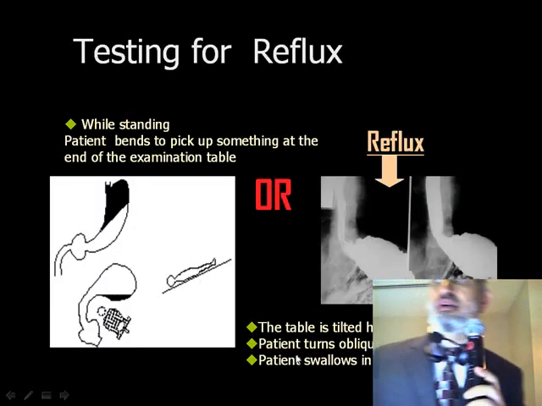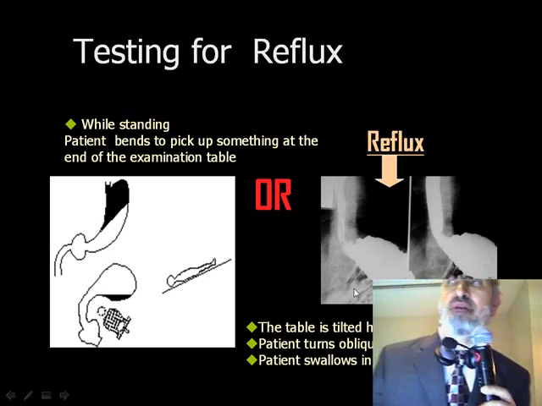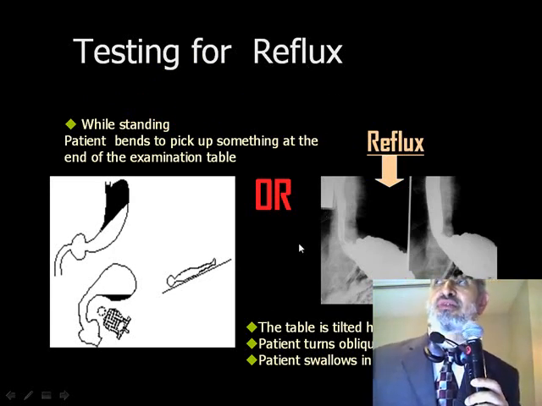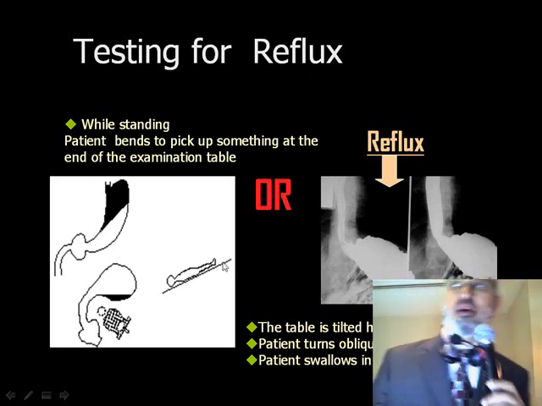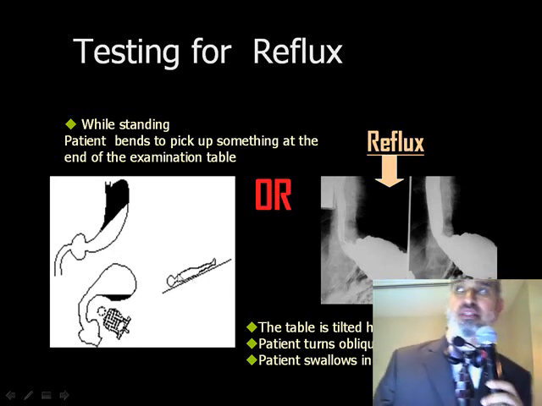Then one of the most important values of the barium meal is to test for the gastroesophageal reflux, and the test was previously done in this wrong way, to elevate the patient's legs and make the patient's head downward, as you see.